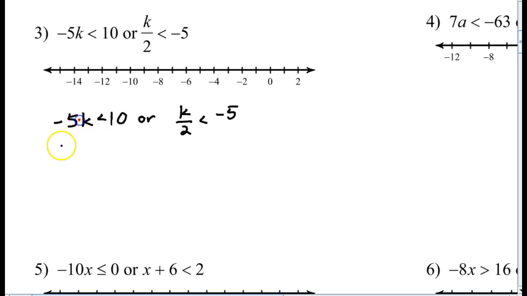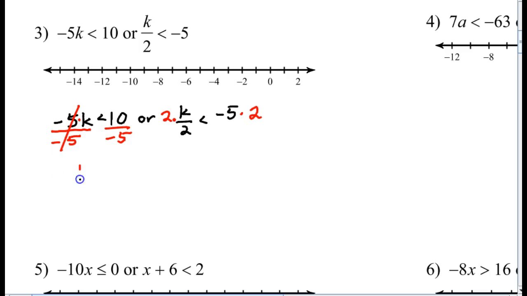So we got -5 times the variable, so I'm going to undo that by dividing by -5. Okay. Same sign. This one we have k divided by a number, so I'm going to do the opposite of that, the inverse, and multiply. So multiply by 2, make sure the 2 is on the top. Remember, if it's multiplication to start off with, you undo it by dividing. If it's division to start off with, you undo that by multiplying.